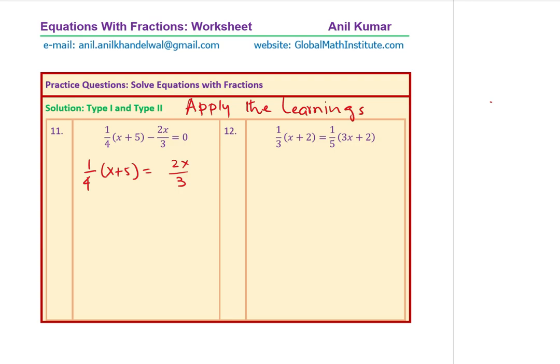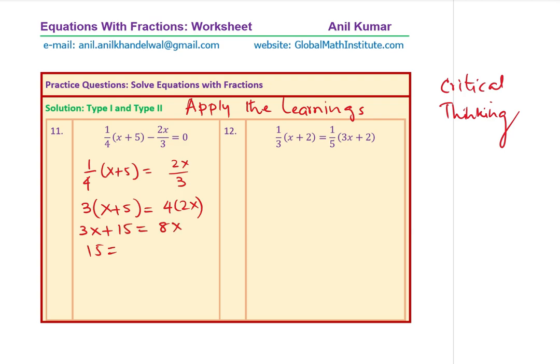So that is what I say critical thinking. Okay, now you cross multiply, you get 3 times (x plus 5) equals 4 times 2x, and that is 3x plus 15 equals 8x, and 15 equals 8x minus 3x. 15 is equal to 5x, and so 15 by 5 is x. That implies that x is equal to 3. Does it make sense to you? Easily. Once you get the flow, you can solve the equations just as I did it this time.